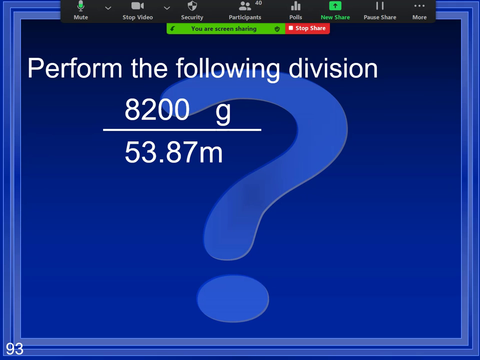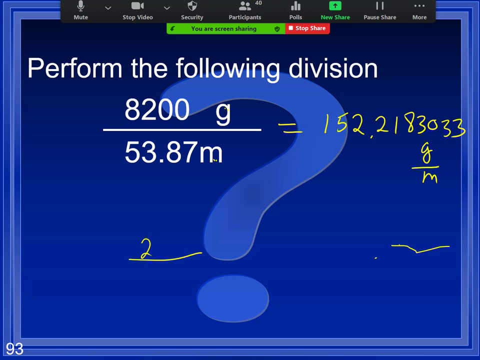And let's look at division with units. Okay, division with units, just look at the numbers. 8,200 divided by 53.87 gets me, on my calculator, 152.2183033. What about the units? Well, grams over meters. They don't cancel out, so that's what I'm left with, grams over meters. I just leave them where they're at. If you had 20x divided by 5y, you'd end up with 4x over y. Same idea. Treat the units like variables and do math with them. Okay, so my unit's going to be grams over meters.